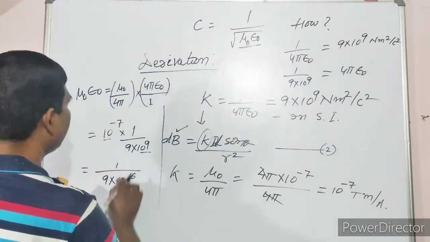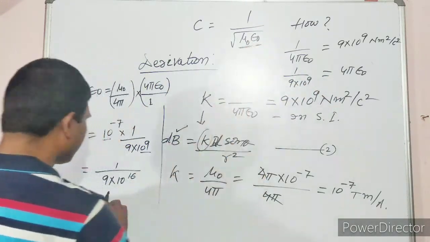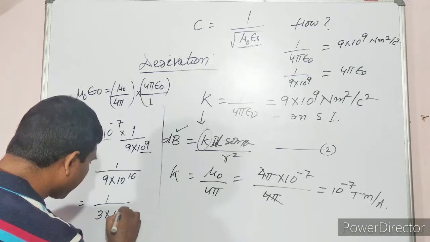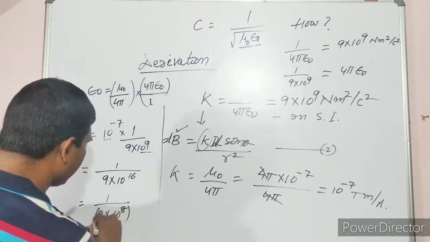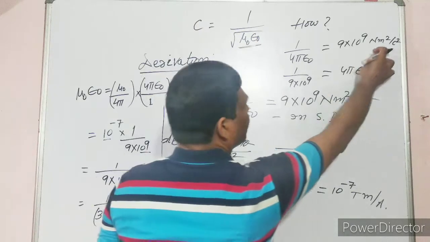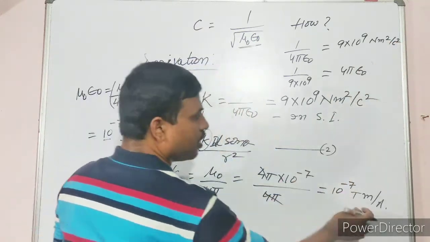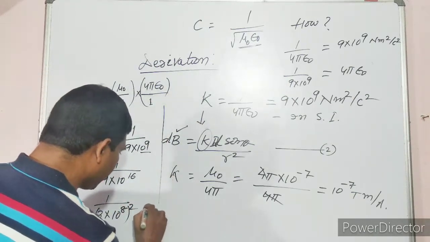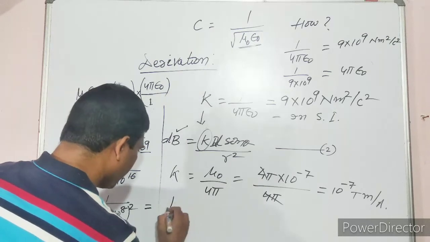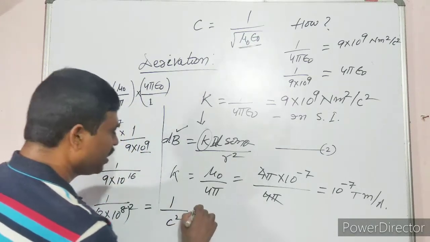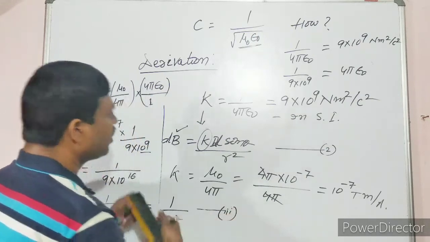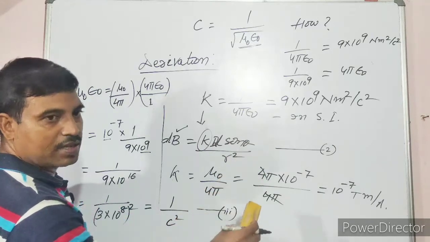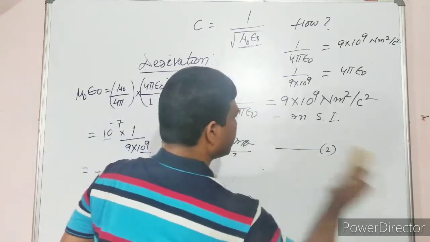This becomes the value, but we are going to prove this. So what will you get? Can you write 3 into 10 to the power 8 whole square? If you write Newton meter square per Coulomb square, and if you write this, at last what will you get? Try to understand this. How much are you getting? 1 by c square. Why? It is equation 3 you give. Now I am going to erase this. Okay, you take the screenshot and try to understand. If there is any problem, you write in the comment box.